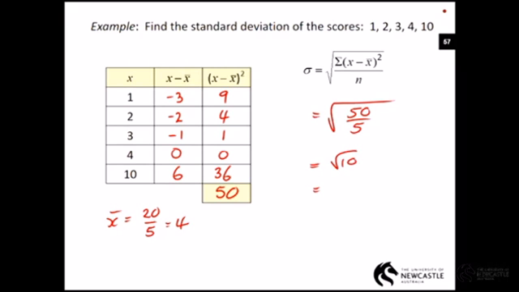Root 10 is about 3.16. I'll round it up. I'll call it 3.2 to 1 dp. So on average, these scores varied away from the mean by about 3.2.